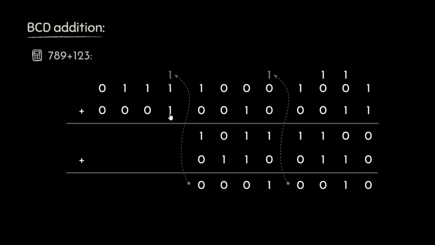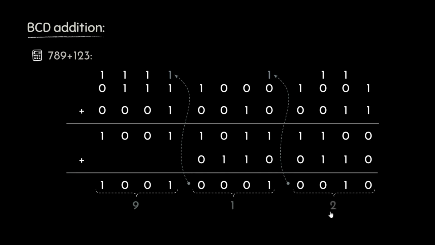Now 1 plus 1 is 3, that is 1, 1, so we will have 1 as sum and 1 as carry. Now 1 plus 1 is 10. And 10 plus 0 will give 0 as sum and 1 as carry. Again, 1 plus 1 will produce 10, and 10 plus 0 will produce 0 as sum and 1 as carry, and finally we are going to get 1. Now this one is a valid BCD pattern, so we don't have to modify this anymore, so it will be placed just like this. Now 1001 is 9, 0001 is 1, and 0010 is actually 2.